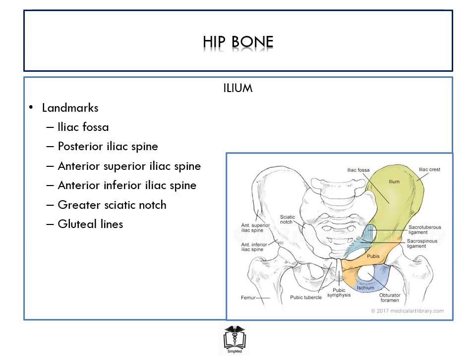Other landmarks of the ilium will include the greater sciatic notch. The greater sciatic notch is just found at the posterior aspect of the ilium in connection with the sacrum. This is the greater sciatic notch. It's just a depression or curved notch just at that posterior border of the ilium.